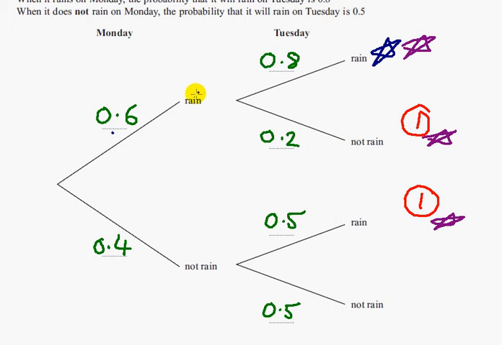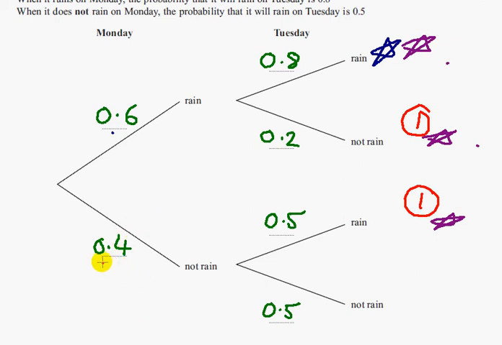So we're going to do 0.6 times 0.8, add to it 0.6 times 0.2, add the probability 0.4 times 0.5, and that will give us the probability of it raining on at least one of the days. Now that's the long way of doing it. The quicker way of doing it is this.